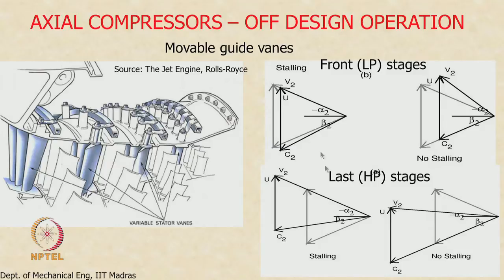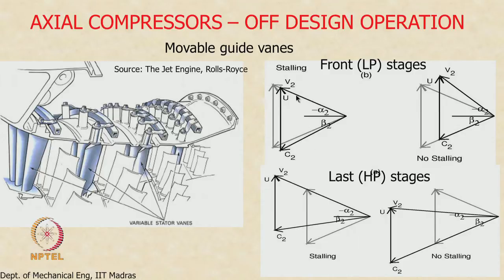because in all these cases the absolute velocity vector is always aligned with the absolute velocity vector under design condition. Notice that here the absolute velocity vector in dark black is aligned with the design absolute velocity vector. So we have the design velocity triangle and the new velocity triangle. The absolute velocity vector is aligned in both these cases, and that is what causes the stalling.